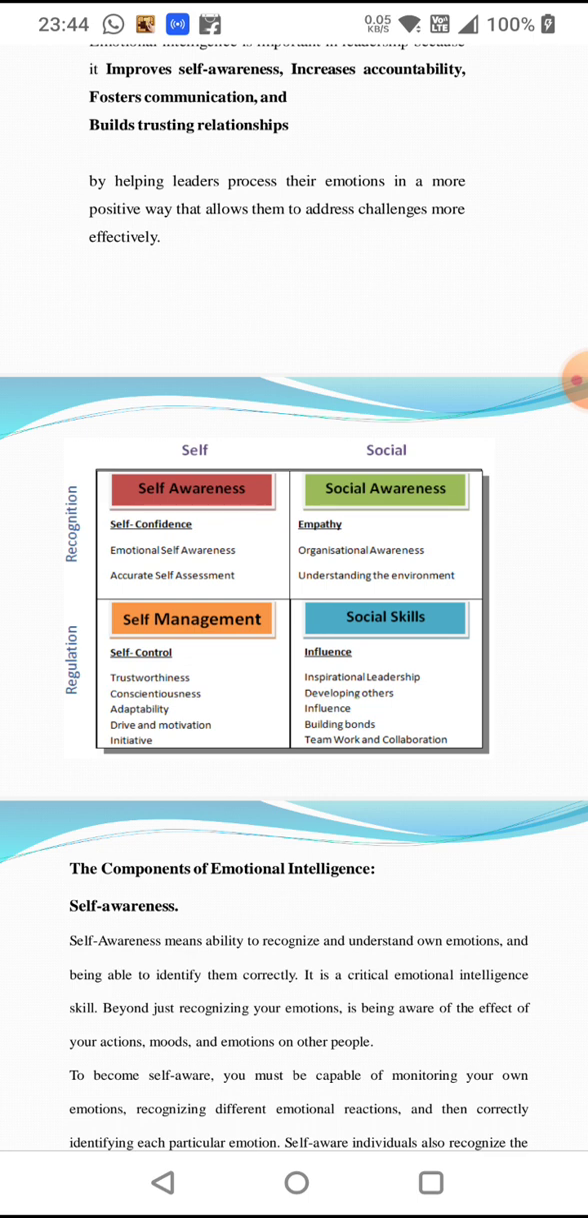Self awareness means the ability to recognize and understand your own emotions and being able to identify them correctly. It is a crucial emotional intelligence skill. Beyond just recognizing the emotions, it is being aware of the effect of actions, moods, and emotions on other people. So to become self-aware, you must be capable of monitoring your own emotions, recognizing different emotional reactions, and then correctly identifying each particular emotion.